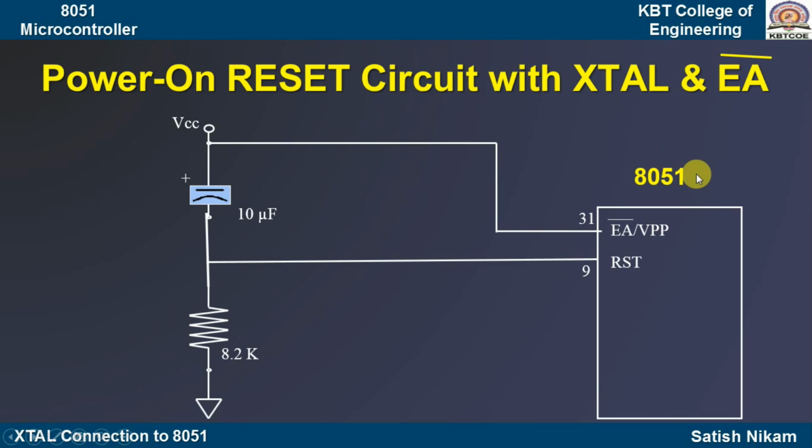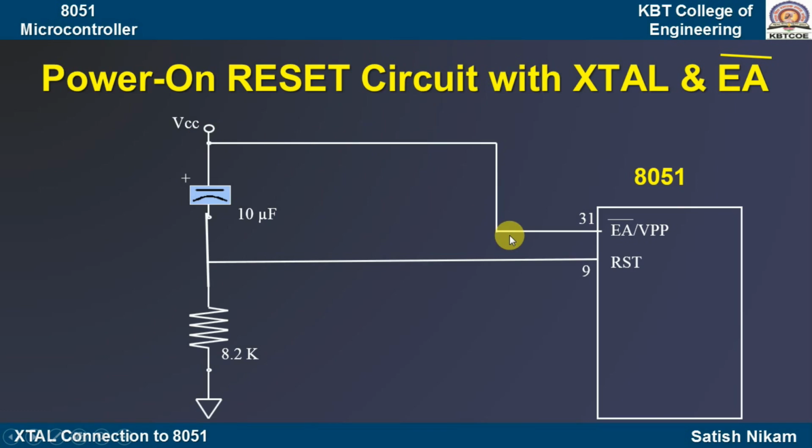But as normally we are writing our program, we are going to burn our program in 8051 internal ROM. 4K ROM is there, and in that 4K ROM we are going to put our application program. So we have to use the internal ROM. So in that case, this pin is supposed to be connected to VCC always.